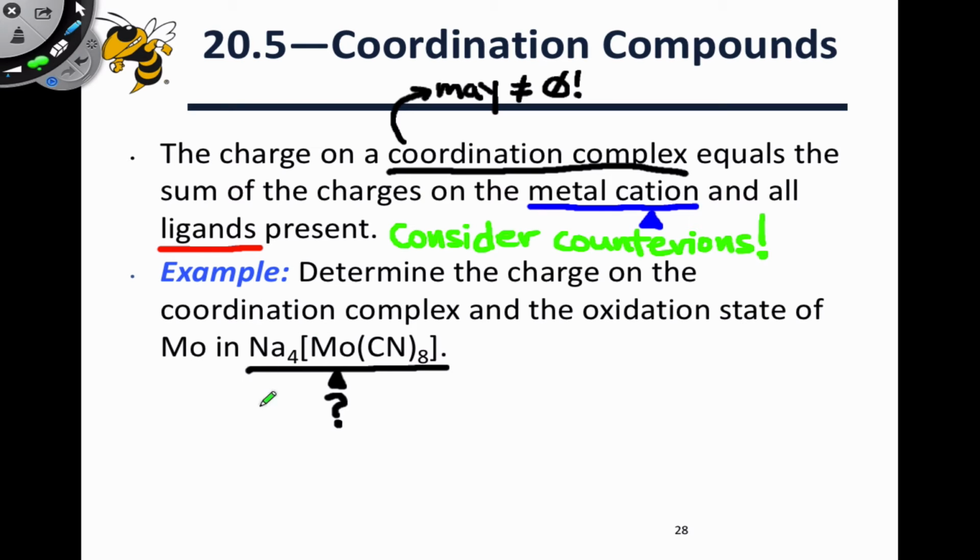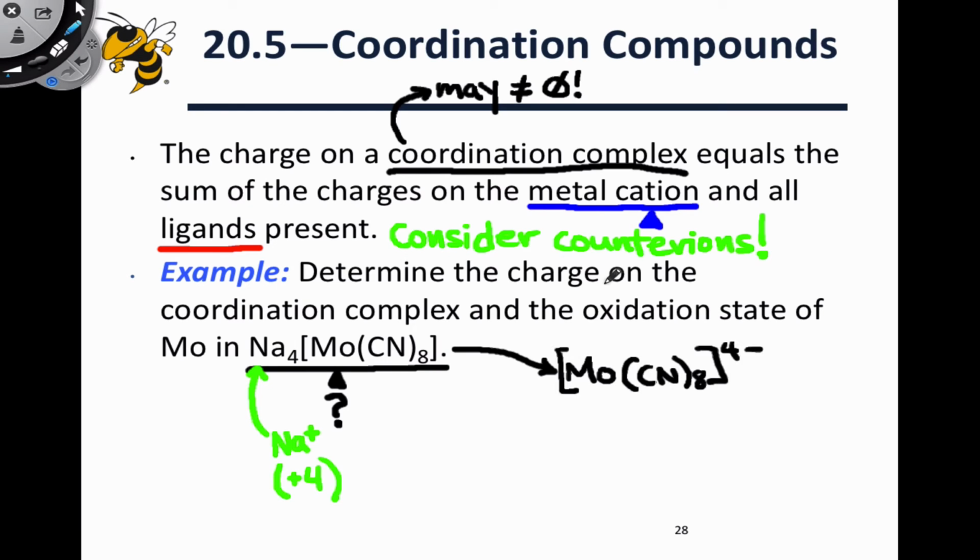In this case, I would start by immediately identifying the charge on the sodium cations. Each sodium has a charge of +1. It's an alkali metal, and so it has a charge of +1, always. So the total charge of these guys is +4. That tells us straight away that we can identify the charge on the complex as -4, since the overall compound must be neutral.